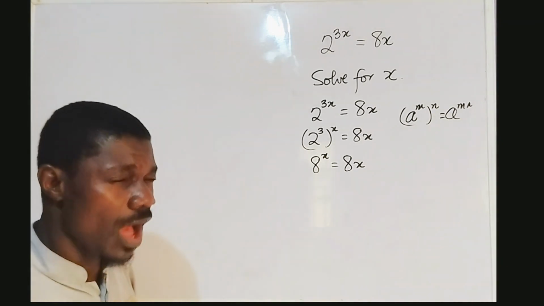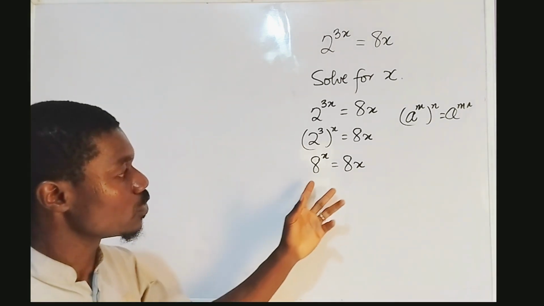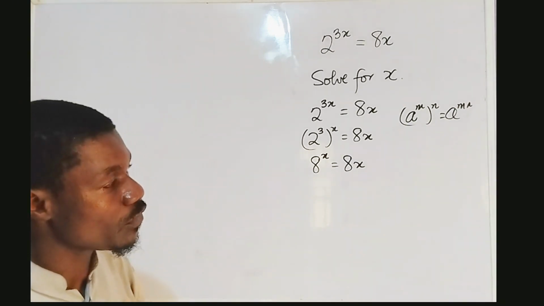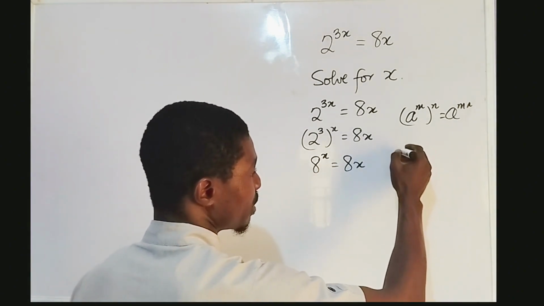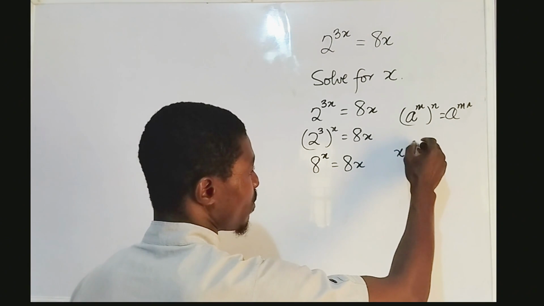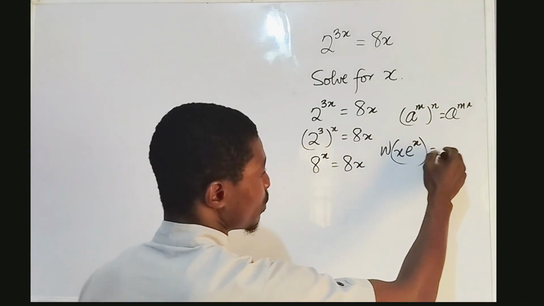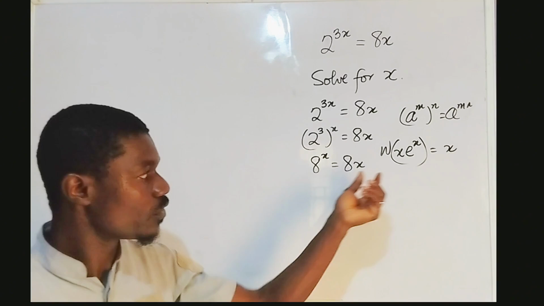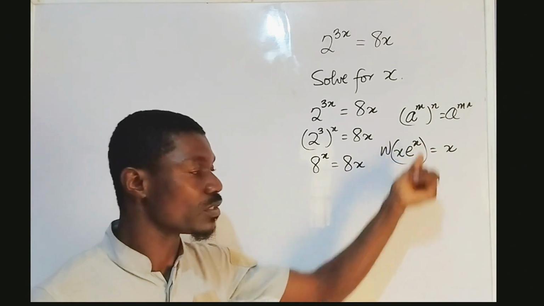Now, how then do we solve this? What we are going to do here is to solve for x using the Lambert W function. And the Lambert W function says if you have an exponent in this pattern, x e raised to the power of x, applying the W function, you have x. Now how then do we resolve this to become x e raised to the power of x?